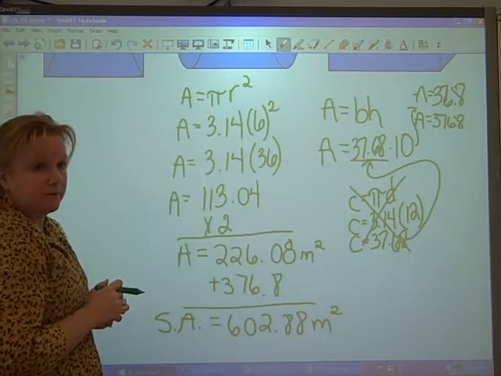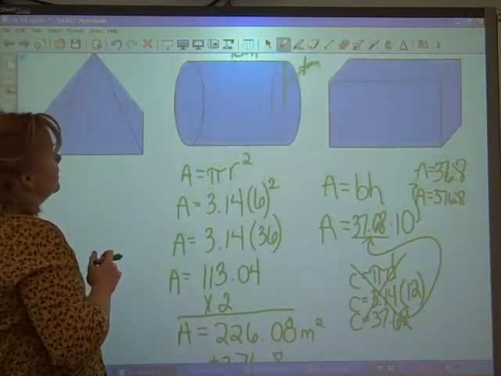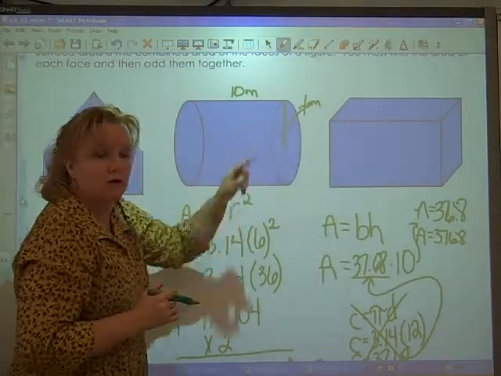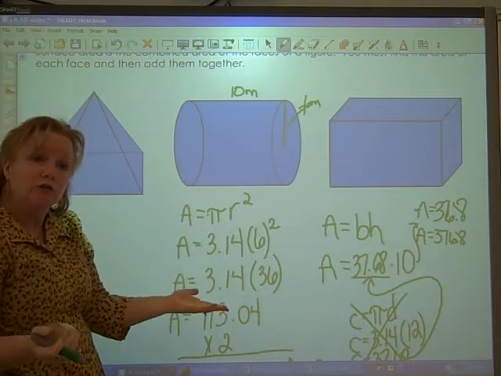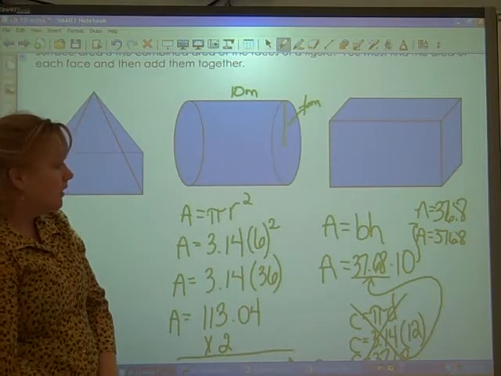Okay? Joss, where'd you get that it was meters though? Didn't I label it? Yeah. I labeled it meters. Okay? So remember, if it's not labeled, you're going to use units, but you have to look and see what they do. Okay?